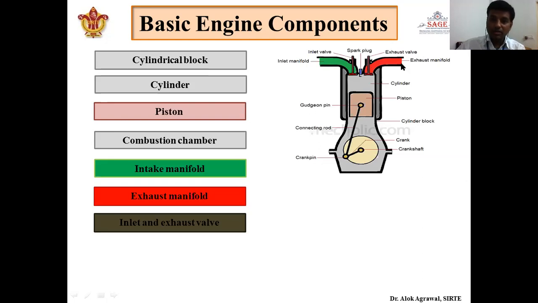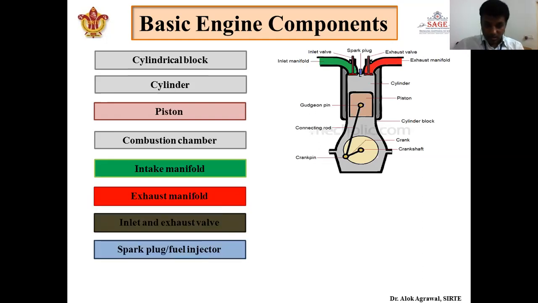Of this IC engine: inlet valve and exhaust valve. Next is spark plug or fuel injector. I had written spark plug or fuel injector because, in the classification, we have seen that on the basis of ignition system, IC engine is classified into two different types. The first is spark ignition engine and the second is compression ignition engine. In a spark ignition engine, a spark plug is required, and in a compression ignition engine, a fuel injector is required.